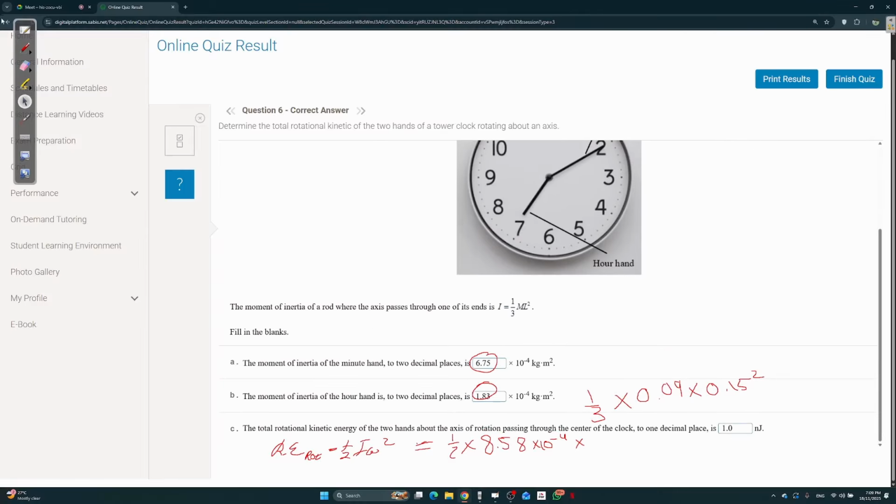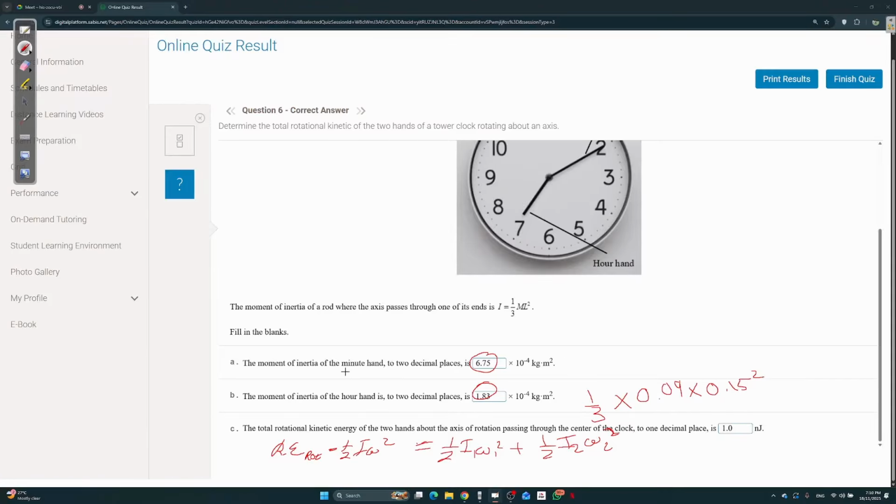Alright, I'm gonna stop here. I'm not gonna continue. I'm gonna remove this here. Rotational kinetic energy is half I omega squared. These two rods are their own different rods. They rotate at different speeds, right? The minute hand and hour hand rotate at completely different speeds. For that reason, I'm going to split it into half I1 omega 1 squared plus half I2 omega 2 squared. Alright, this is better, because these two are two separate hands.